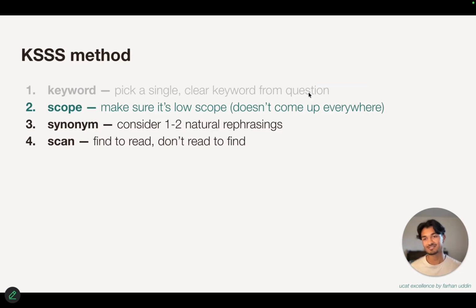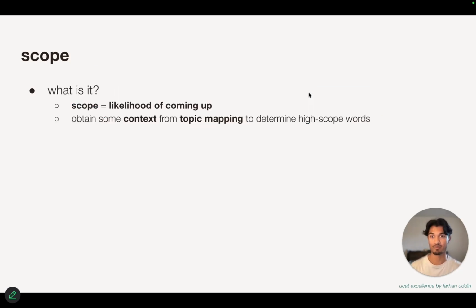So next, let's go to scope, making sure it's low scope or that it doesn't come up everywhere. Scope, as per my definition here, is basically, I want you to think of it as a likelihood of the word coming up. So the more likely a word is to come up, the worse of a choice it is, because it means that the word comes up everywhere, which means you can't find a specific point. You're looking at all of the passage and it doesn't actually help you scan for the answer any faster.